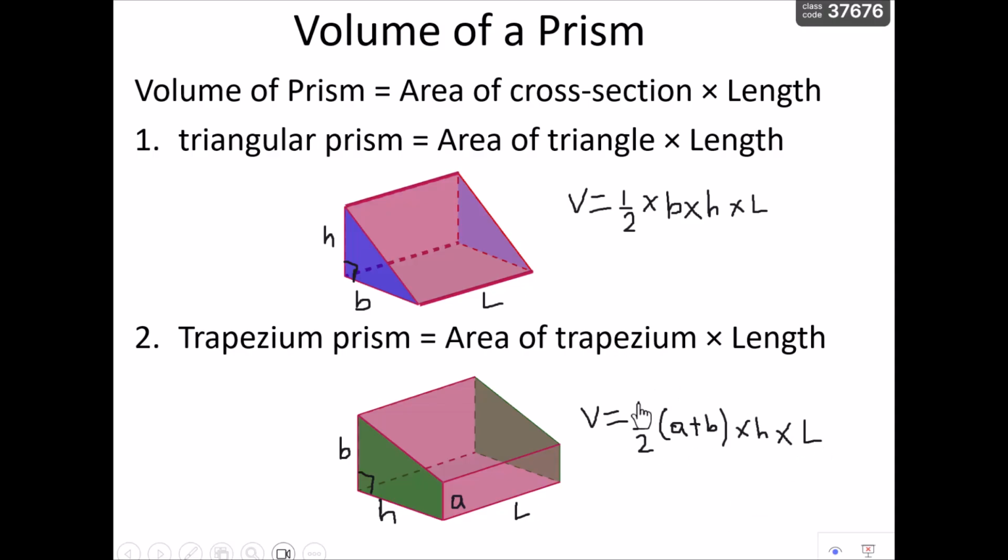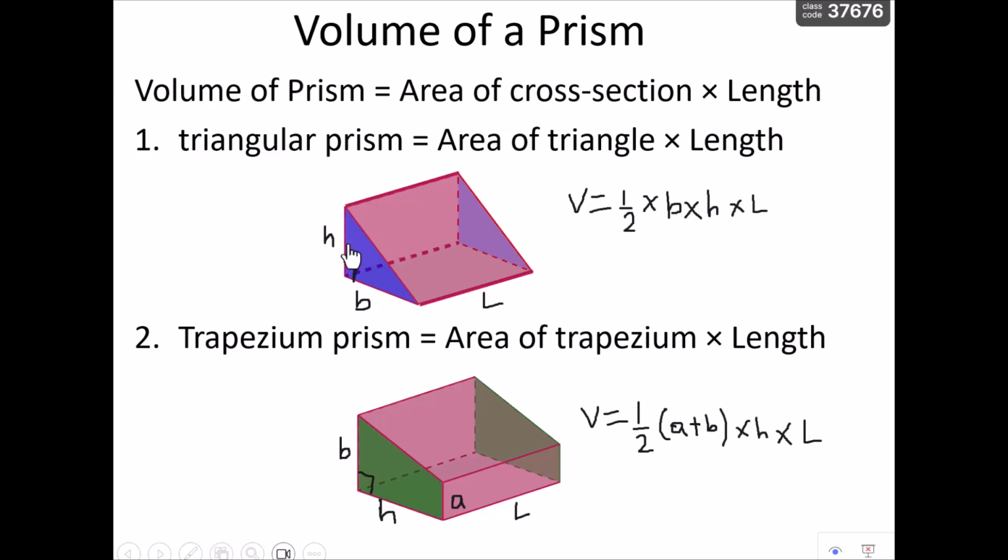So by doing this, there is no prism that you cannot find the volume. Just know the face that goes across. Find the area of that face, multiply it by length. That is what I mean by volume of a prism is area of cross section multiplied by length.